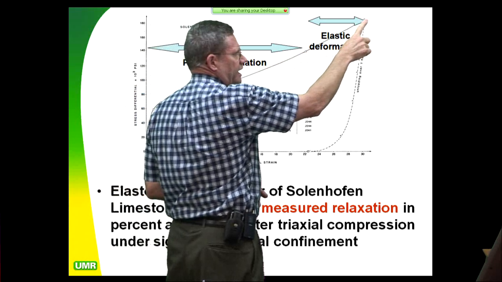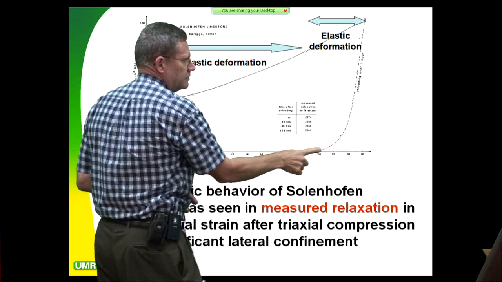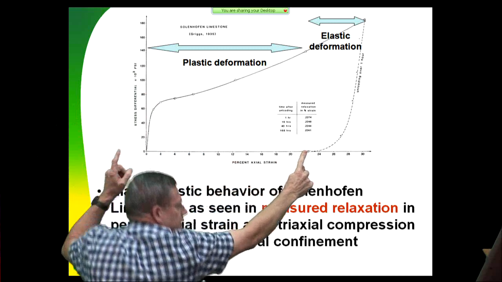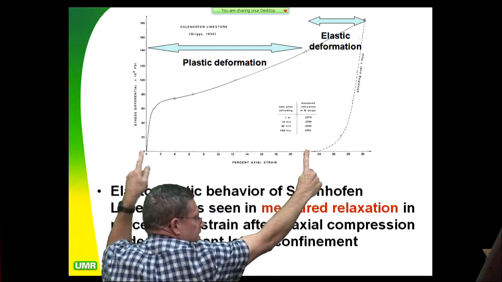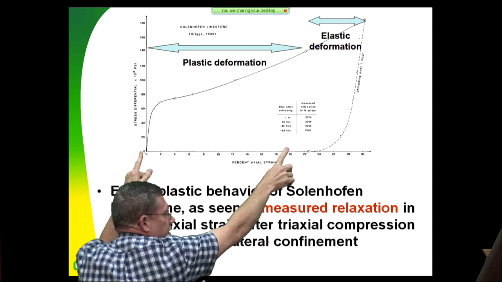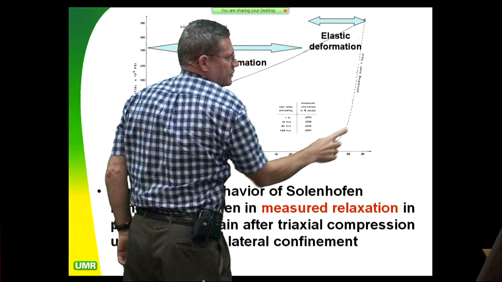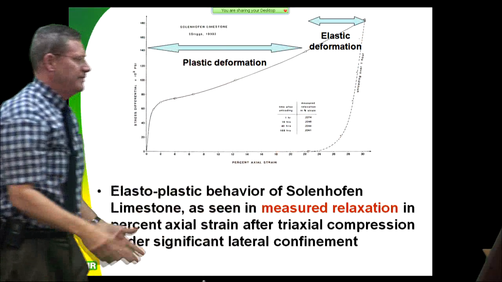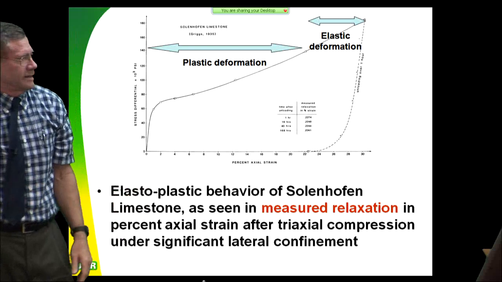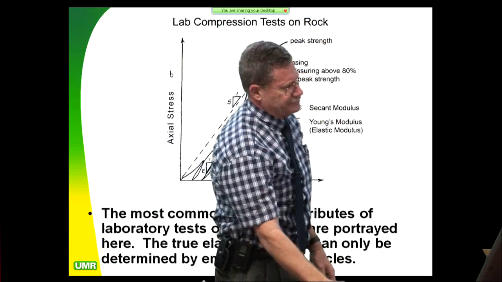We're going to take this thing all the way up, and now we're going to unload it. And when this thing comes down, there's your plastic deformation. So the plastic deformation was from there to there. Pretty significant. They really took this thing out. So this is all plastic, and this is the elastic portion. You can see here it's about 4 to 1, 5 to 1 plastic versus elastic. So that's under significant lateral confinement.